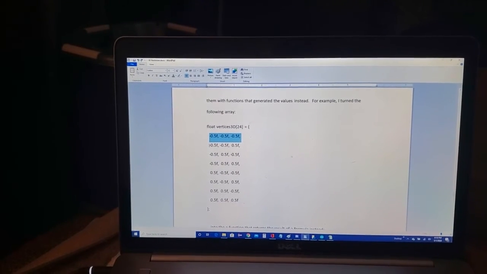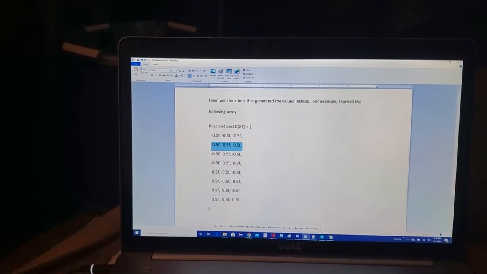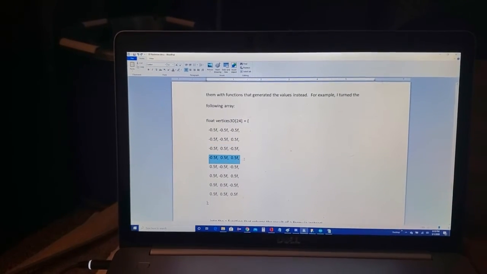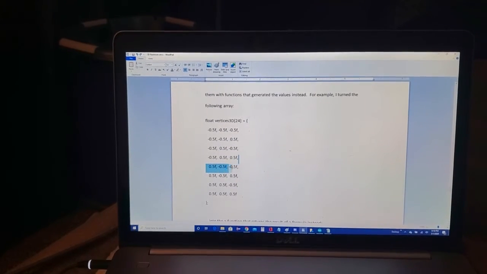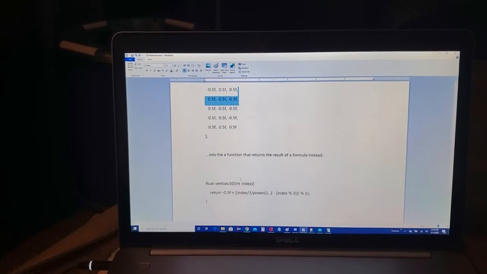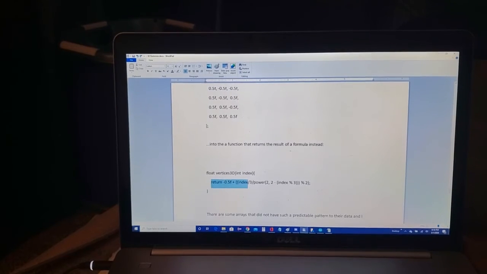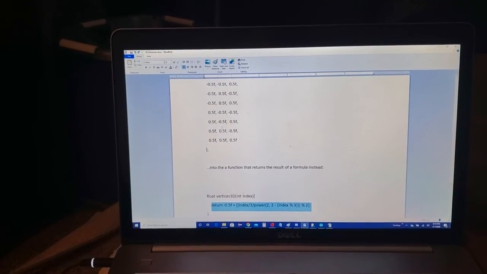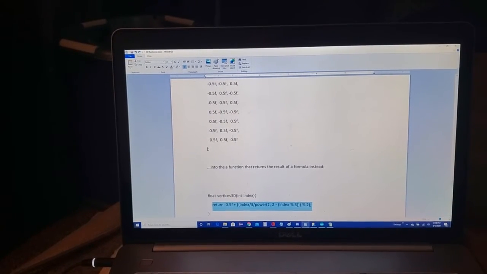And then a cube has 8 vertices. That's why we have 8 different lines, 3 values per line, because there are 3 dimensions to the location of every vertex. And here is the formula, of course, that I use to spit out these same values and alternate the positive and negative signs accordingly.